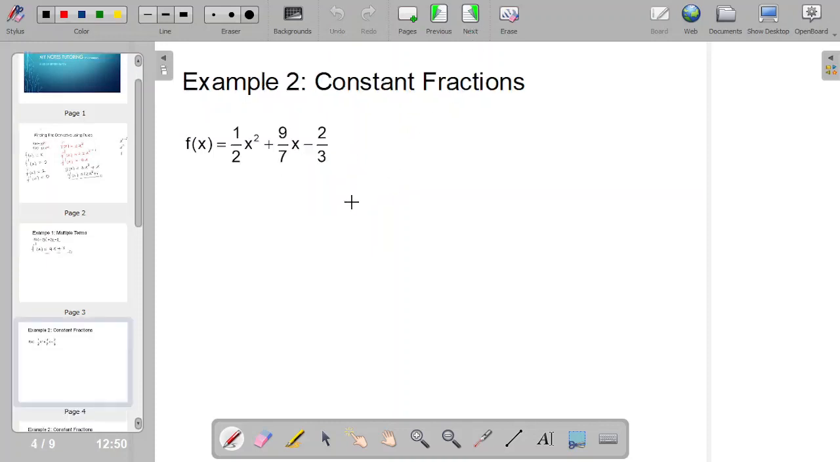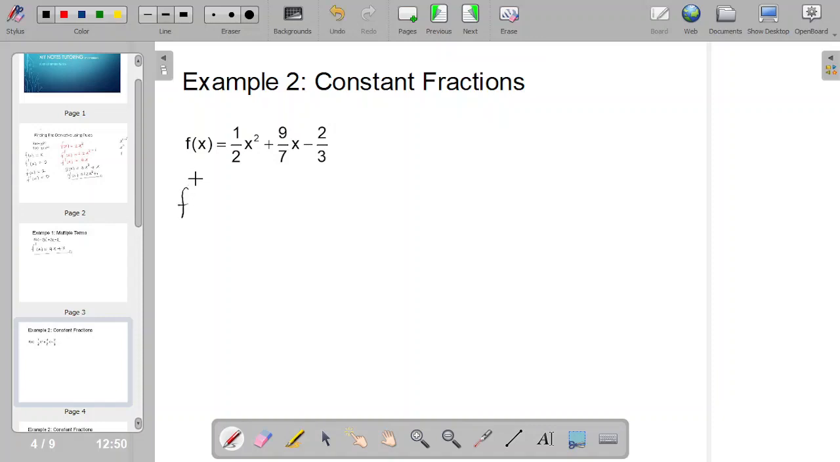The second example is when you have constants, but these constants are fractions. If you look at the number in front of x squared, it's a half, a fraction. The number in front of x is 9 over 7, a fraction. And the constant is a fraction. So how do you deal with those cases?